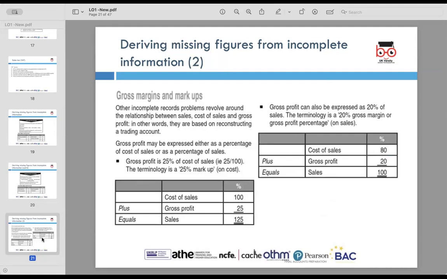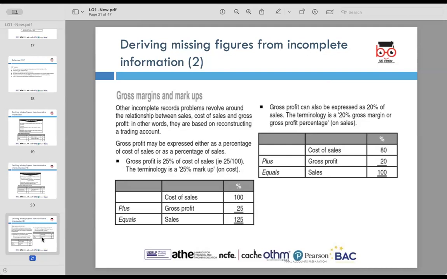Gross margins and markups. Gross profit represents the difference between sales and the cost of goods sold. It can be expressed either as a percentage of the cost of sales or as a percentage of sales. As a percentage of cost of sales, gross profit is stated as 25% of cost of sales. This implies a markup on cost. For example, if cost of sales is 80 pounds, then gross profit would be 20 pounds.